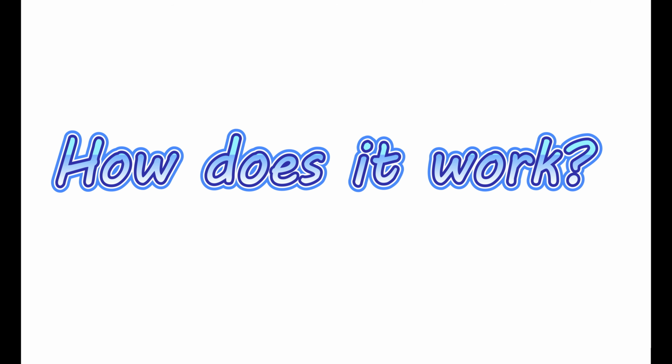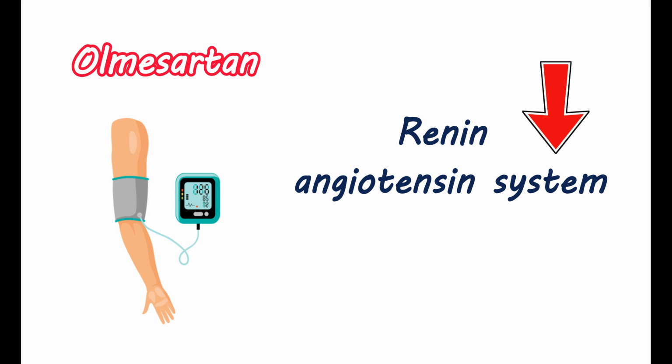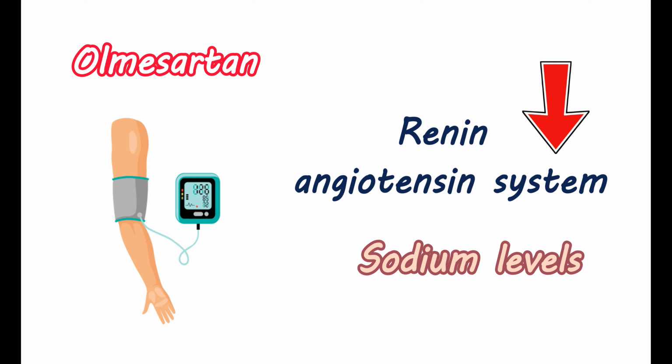How does it work? Olmesartan helps in reducing your blood pressure by blocking the renin-angiotensin system. RAS plays a key role in the constriction of arteries and elevating your blood pressure. It also influences sodium levels in the body by controlling its excretion. Olmesartan is classified as an angiotensin II receptor blocker. It acts on the renin-angiotensin system and inhibits the actions of angiotensin II.